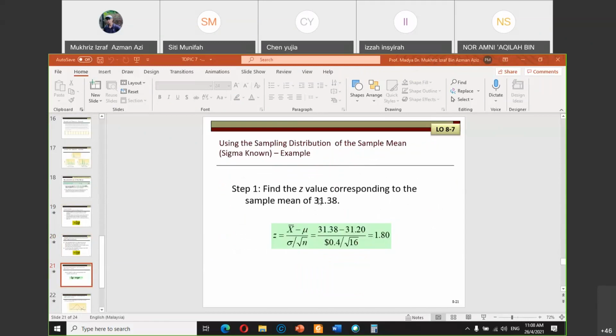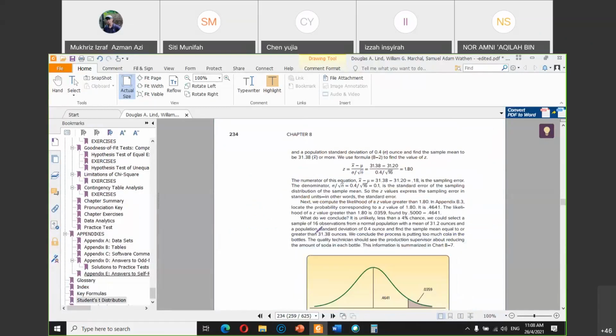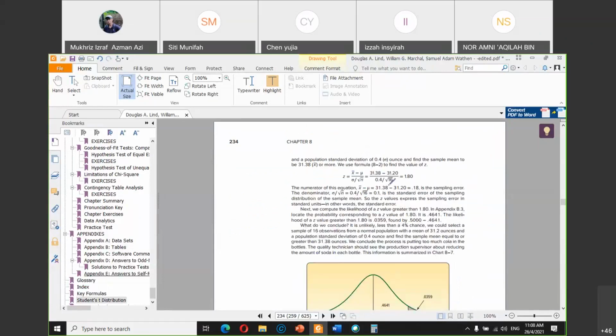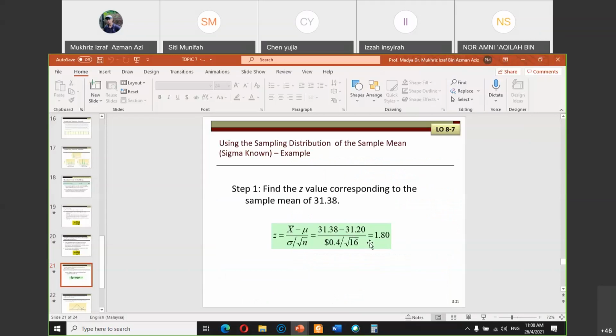I think there is one slide missing, or you can find it from the original book. You can go back to the main book here. You can see that this information is provided here: the population mean and the standard deviation, on page 234. That gives you an understanding of this example.